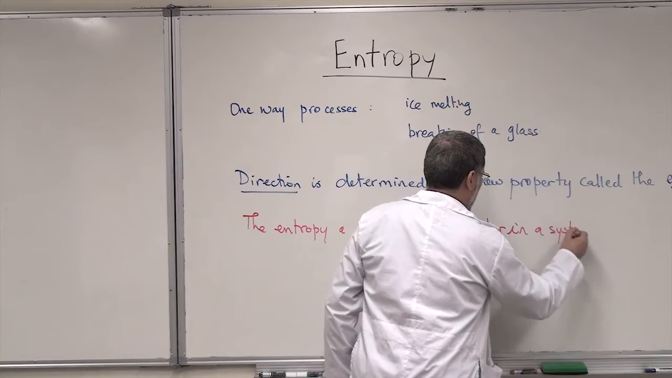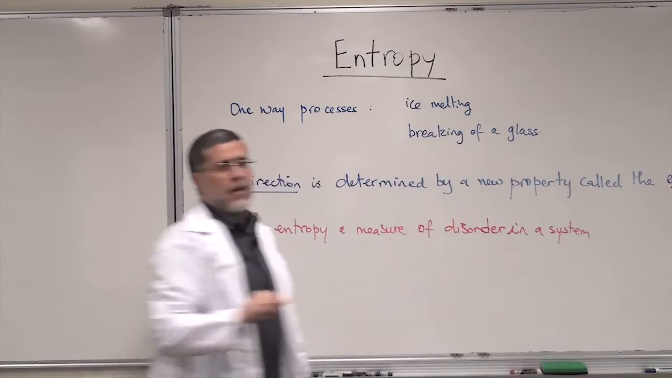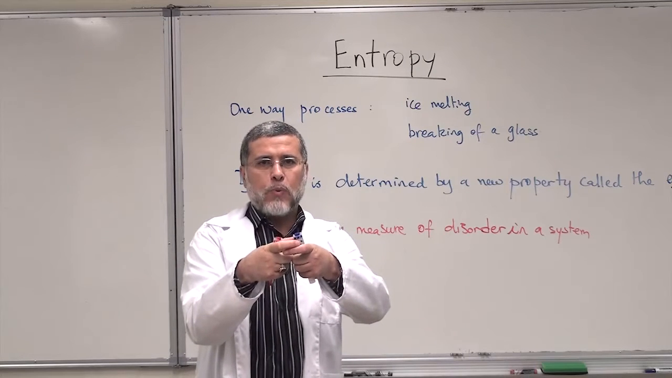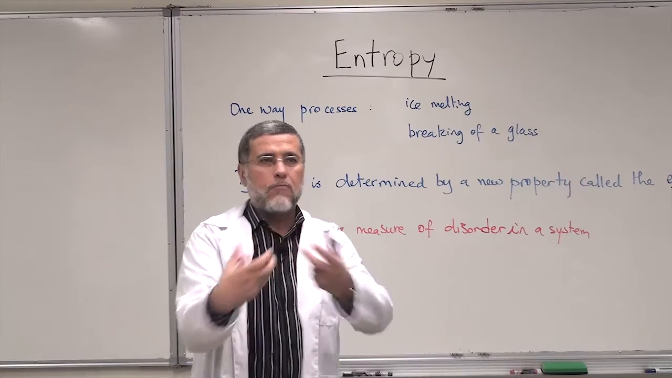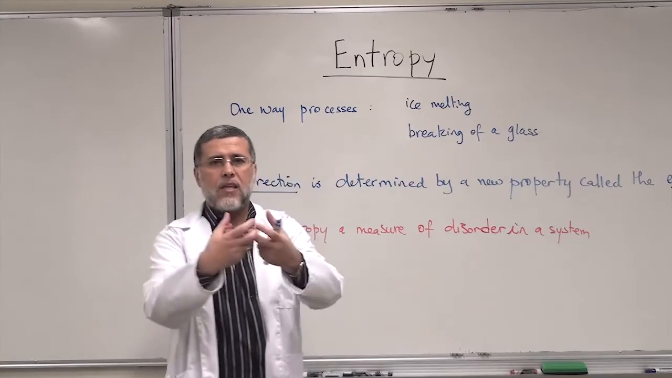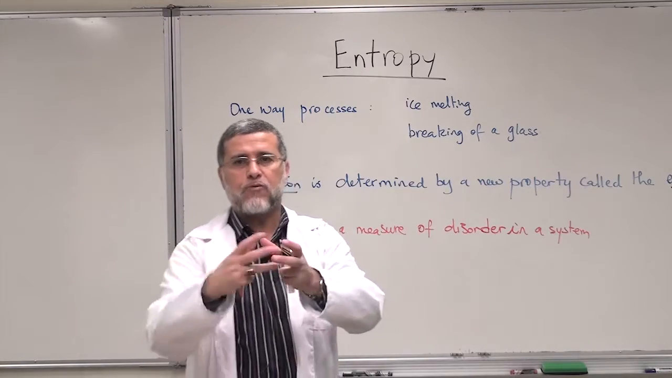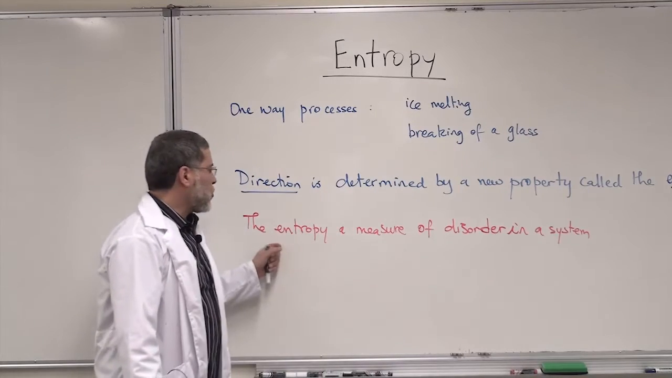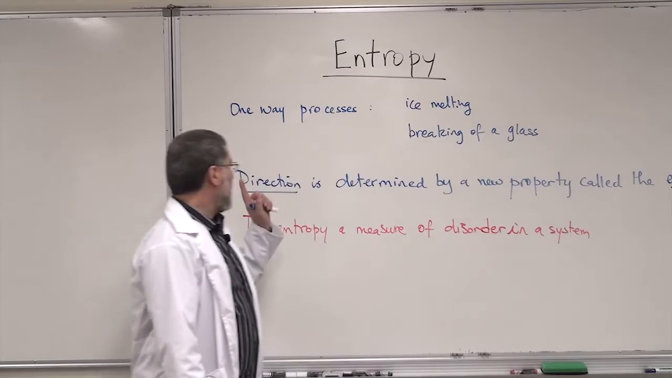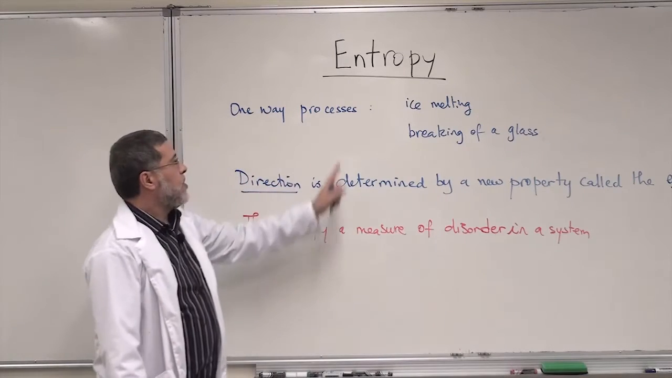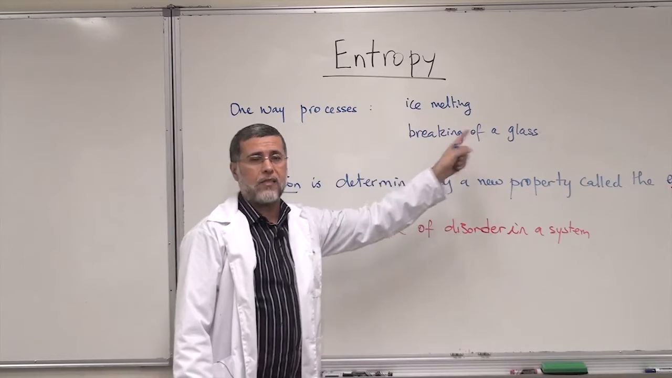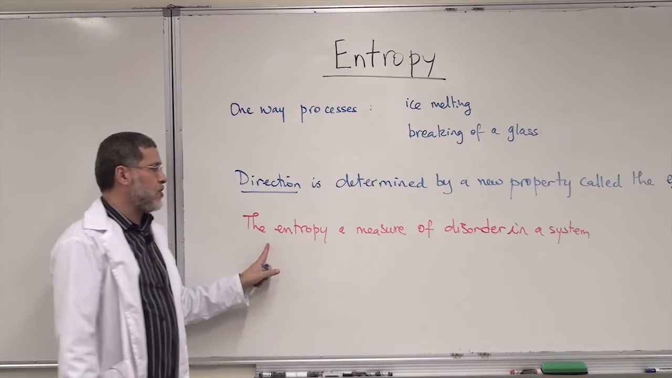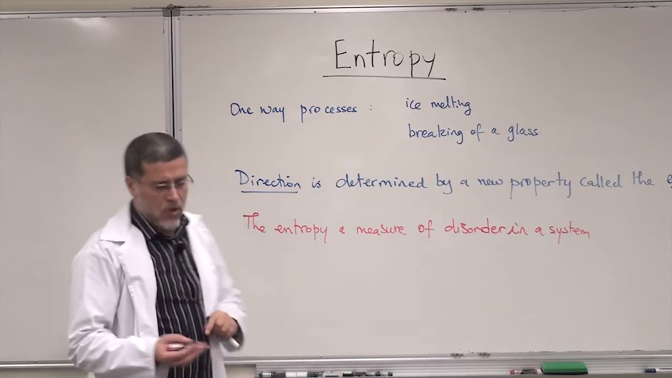My system here was the ice. Of course, when you have the ice, all the atoms are very close to each other, occupying a small volume, and then when it melts, it becomes water. The molecules are much farther away from each other, and you have more disorder. So the entropy is a measure of disorder. Again, the direction of these processes, which are called one-way processes, is determined by a new property called the entropy. And one of the definitions of the entropy is a measure of the disorder.